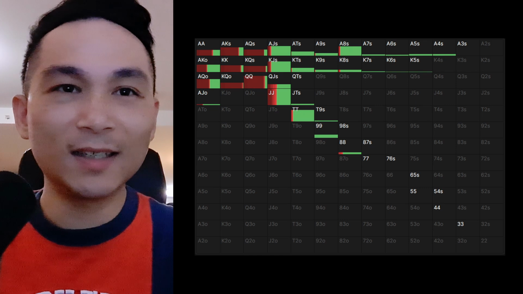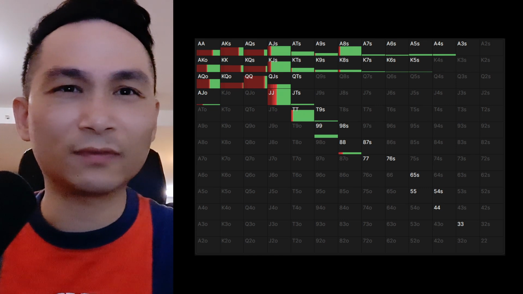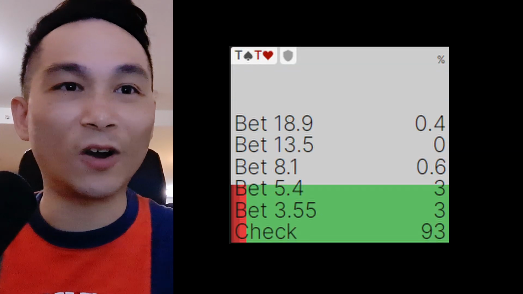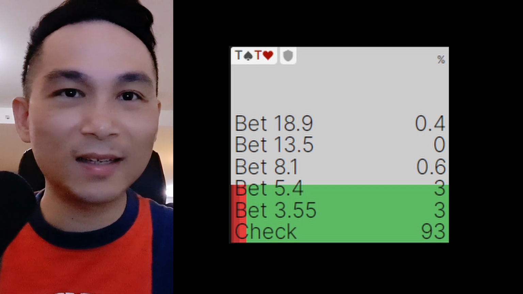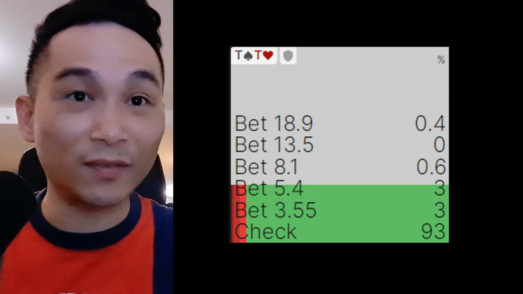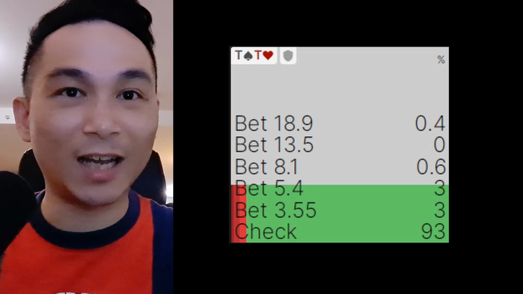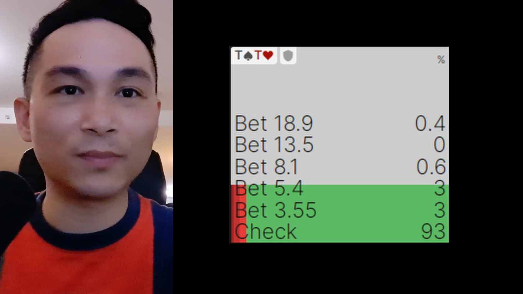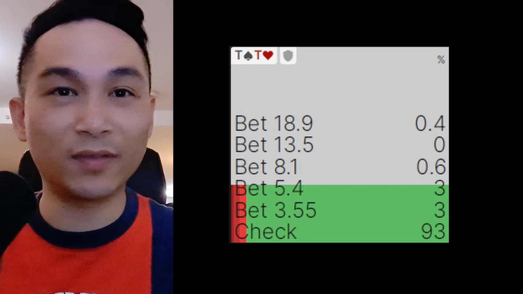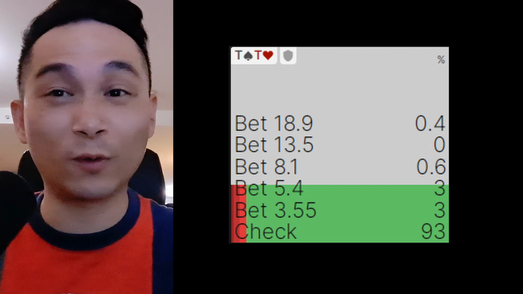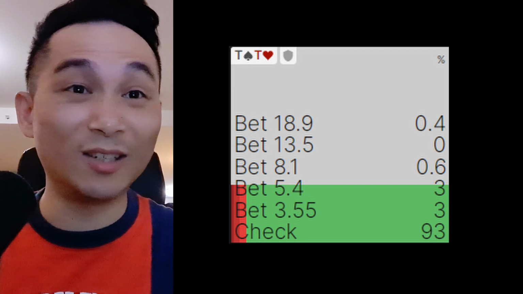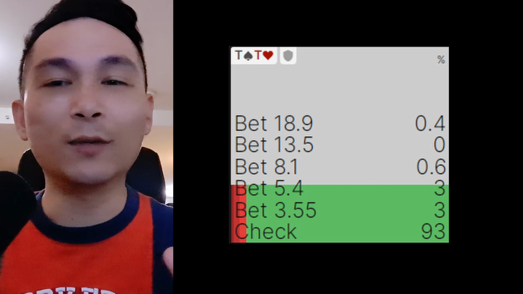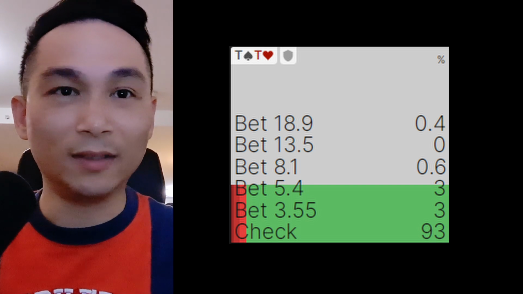But let's take a look at the expanded options. Pocket tens with a heart. Now it does say I should check 93% of the time, but 3% of the time I should bet small, and 3% of the time I should bet even smaller. So yeah, it says here 3% of the time I should bet 5.4 big blinds, which is like $16. I ended up betting $20. Anyways, betting big is just not a thing. On the river, it's the 7 of hearts. I bet $60. That's a big bet.